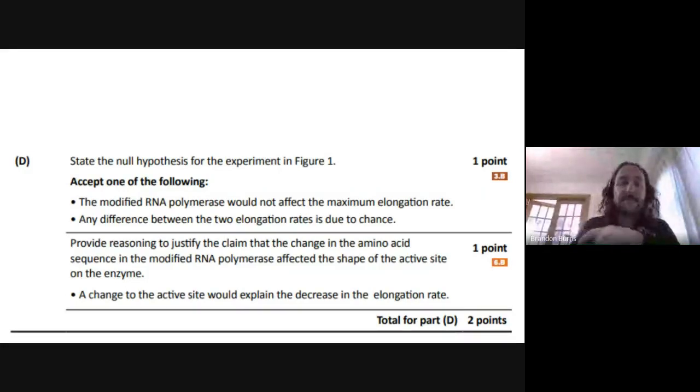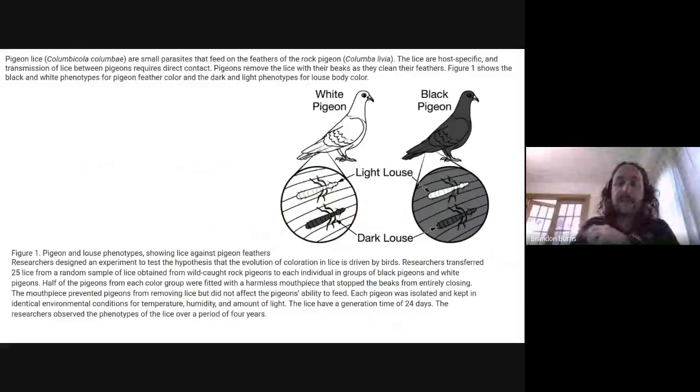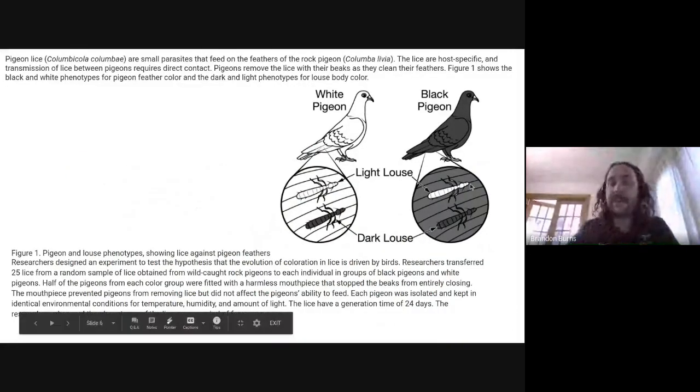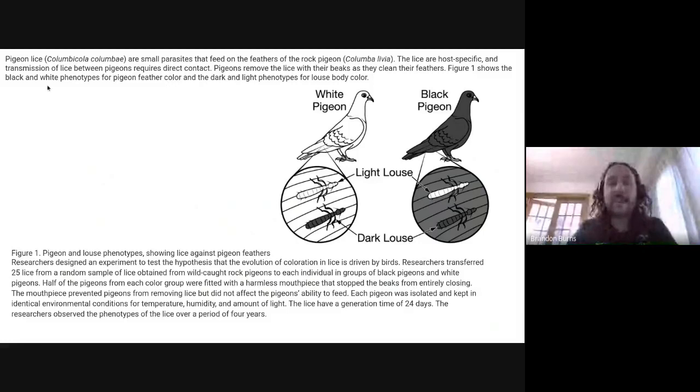All right. Second question was about pigeons and lice. If you read this, they talked about how the lice are host specific. They're eating the feathers of the birds. We see here stuff about black and white phenotypes for pigeon color and also for body color of the lice. So immediately I'm already starting to think about phenotypes, lice, they're impacting the pigeons. I'm already thinking about evolution and natural selection, so I would probably jot that down.